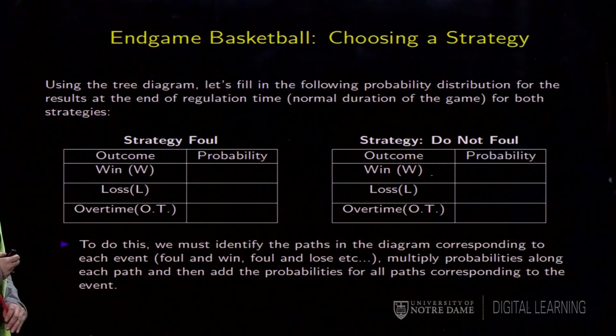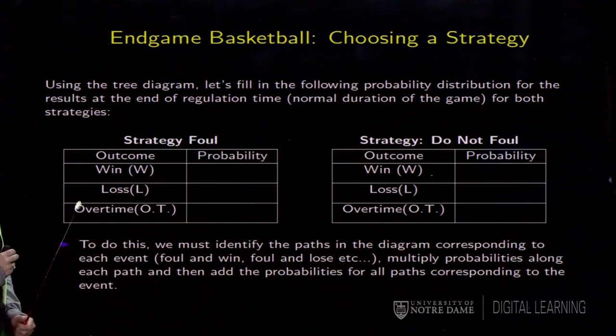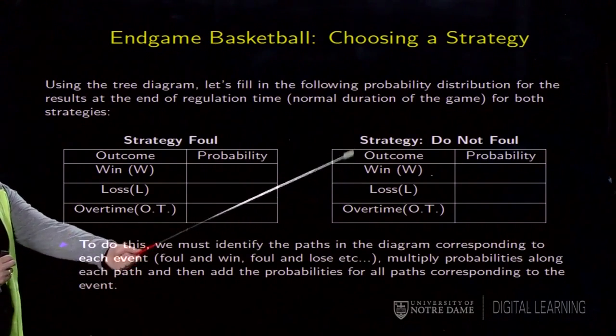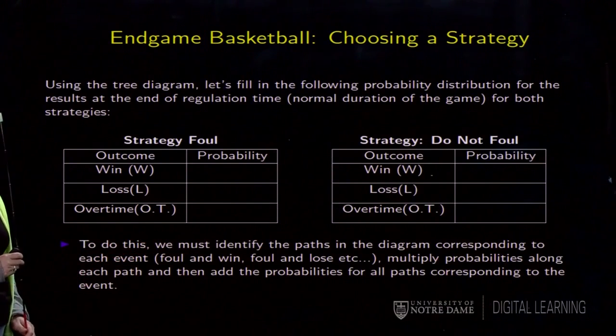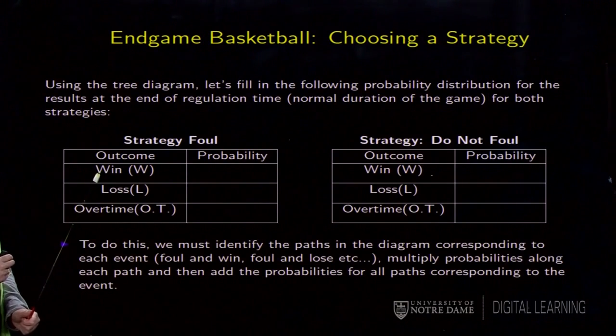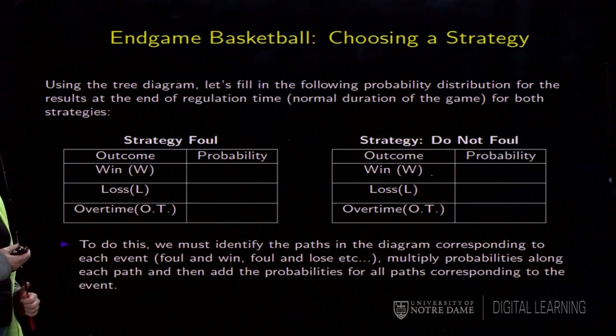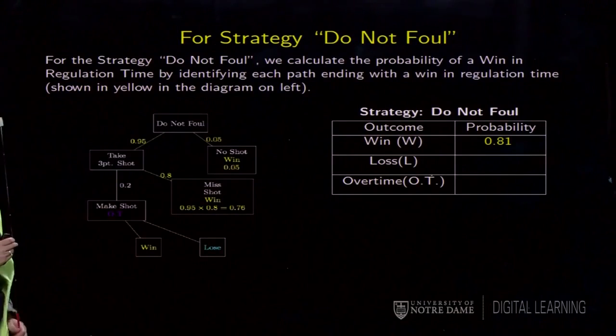So to do this, we have to identify the paths on the tree diagram corresponding to each event: foul and win, foul and lose, do not foul and win, do not foul and lose, do not foul, overtime, etc. And then once we've identified the paths for a particular event, we have to multiply the probabilities along those paths and then add the probabilities for all paths corresponding to the event. So the same rules as we talked about before, except our tree diagram's a little more complicated.